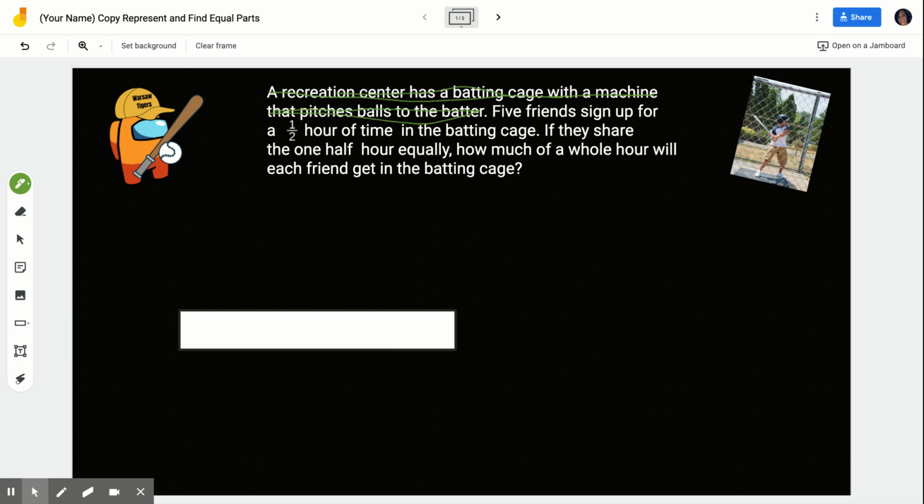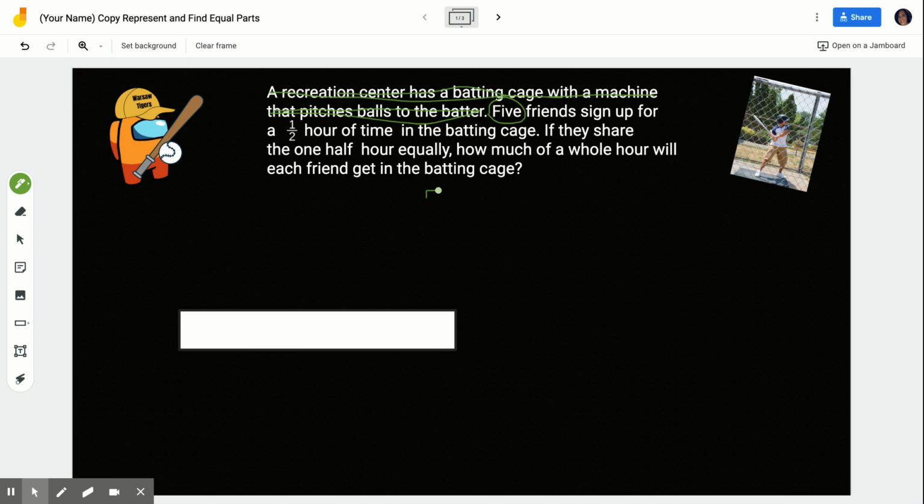Now it says 5 friends sign up for 1/2 hour of time in the batting cage. If they share 1/2 hour equally, how much of a whole hour will each friend get in the batting cage? And there is some important information here. I'm going to read it again and pull out the quantities. Quantities meaning the numbers. So 5 friends. This is a word, but it is a number. It's giving us part of the quantity to solve the problem.